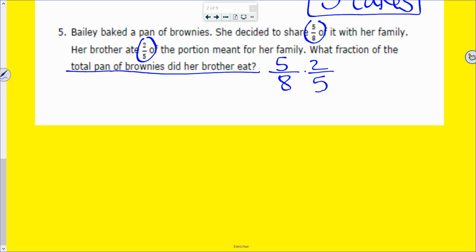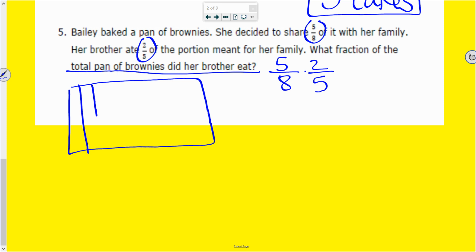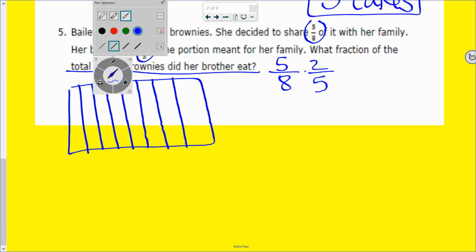If it's not automatically jumping out to you that this is a multiplication problem, I highly recommend drawing a picture on this problem in particular. So you start out with your pan of brownies. I'm going to cut it into 8 slices. So 1, 2, 5, 6. All right. From there, her family, she decided to share 5 of the 8 pieces. So I'm going to shade 5 of my 8 pieces.